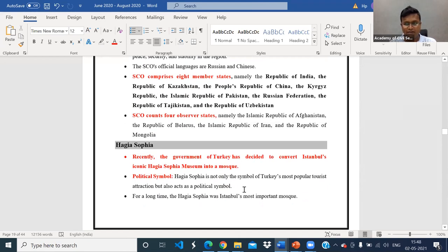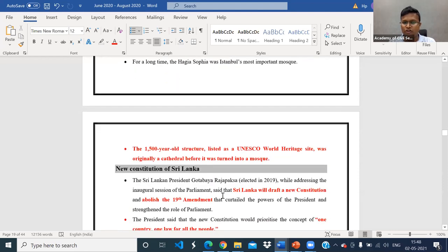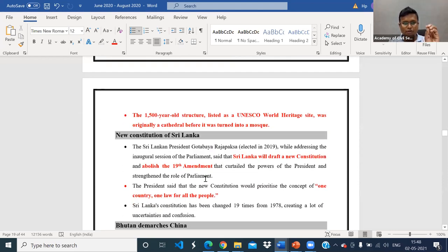Hagia Sophia, we discussed, was a cathedral during the Byzantine Empire in Turkey. It was later converted into a mosque by Muhammad al-Fatih when he conquered Constantinople. Later, Mustafa Kemal Ataturk converted it into a museum. Recently, the Supreme Court of Turkey has reconverted it into a mosque again. And next one, the new constitution of Sri Lanka.